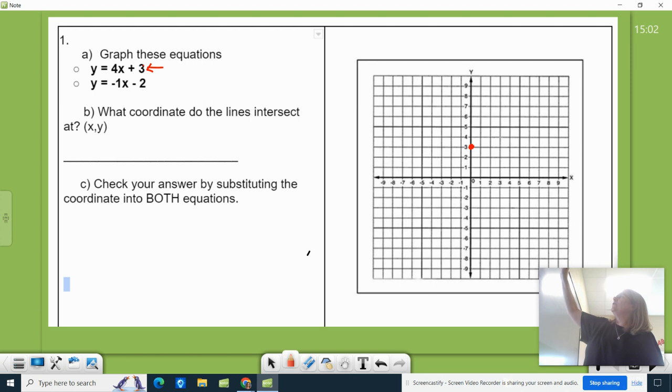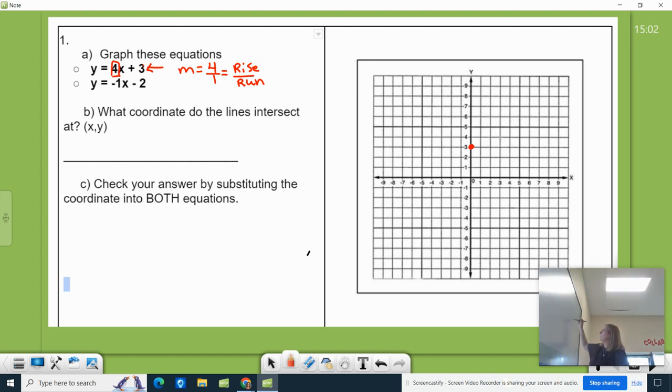And then from there, our slope tells us our pattern that we want to progress our line at. So our slope is 4. Well, our slope is really 4 over 1 because whole numbers are the same as 4 over 1. And that is rise over run. So we're going to rise 4 and we're going to run 1 from our y-intercept, which is at 3. So from our point of 3, we're going to go up 4: 1, 2, 3, 4. And we're going to go 1 to the right. And we're going to put another point.